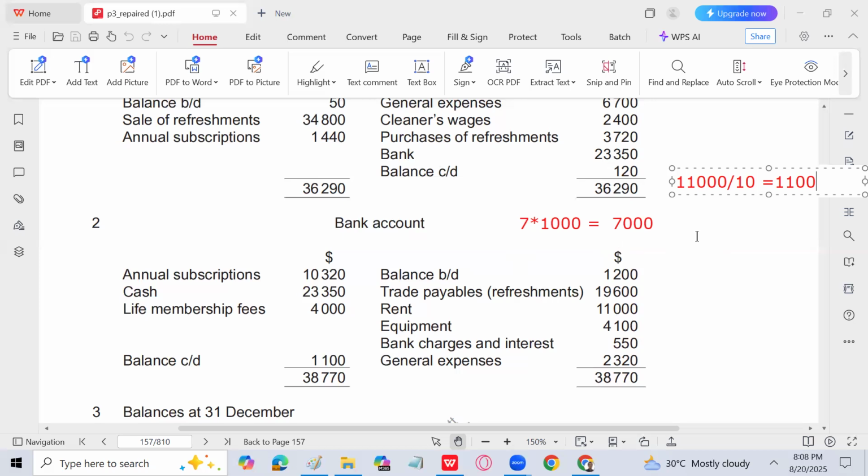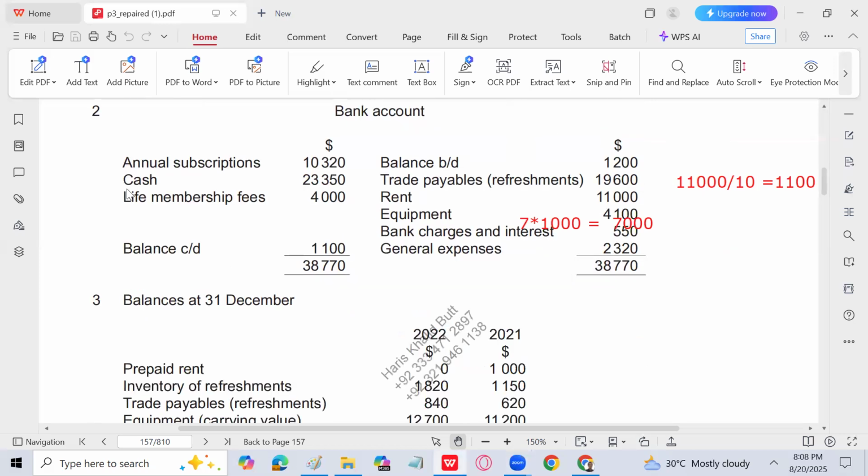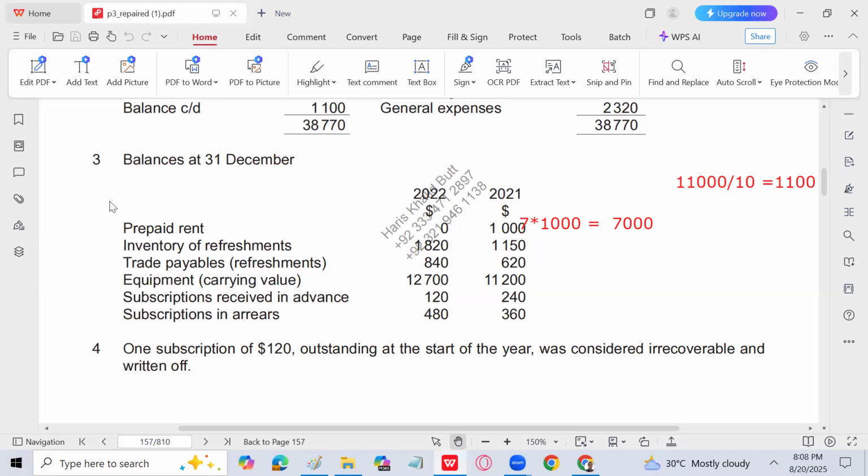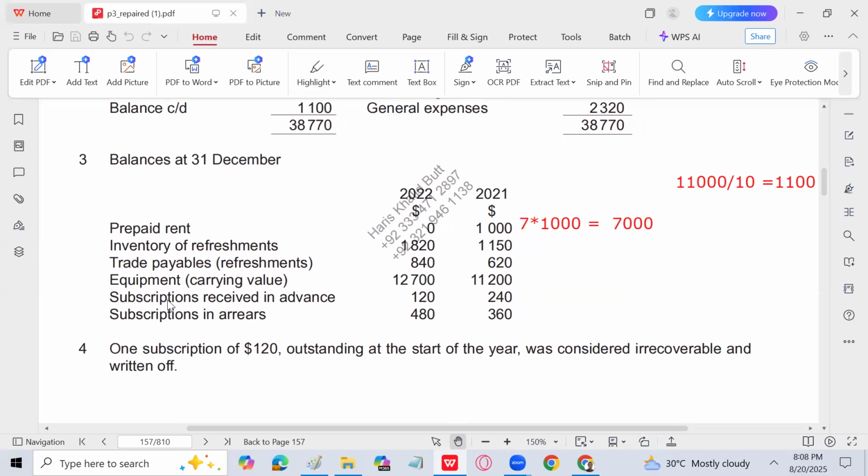But I believe this is a more appropriate way to solve it, because it will be used everywhere in the future also. So the balances at December 31st are given. Prepaid rent in 2021 is 1000, but at the end of 2022 it is 0. Inventory of refreshment is given. Opening is written on the left side, 1150 and 1820. Then equipment carrying value is given. Subscription received in advance, and opening and closing subscription in arrears are also given.